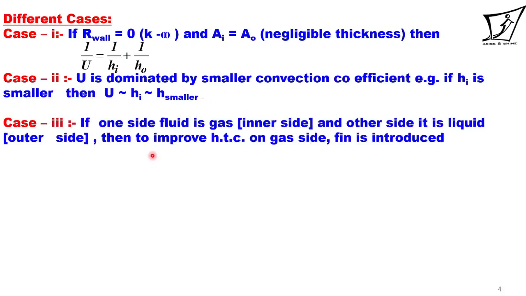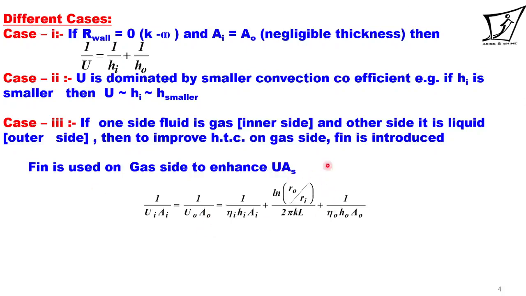Case 3: if one side of the fluid is gas, let's say the inner side, and on the other side it is liquid, that is the outer side. Under such a condition, to improve the heat transfer coefficient on the gas side, sometimes fins are introduced. So fins are used on the gas side to enhance the product of U into A, that is, the overall heat transfer coefficient and surface area. Under such a condition, the relationship between U and total thermal resistance will become like this.